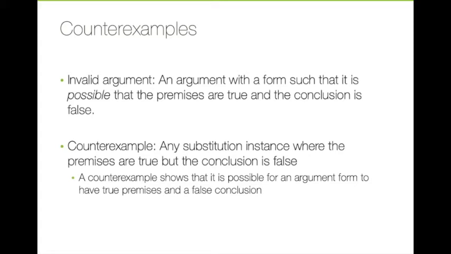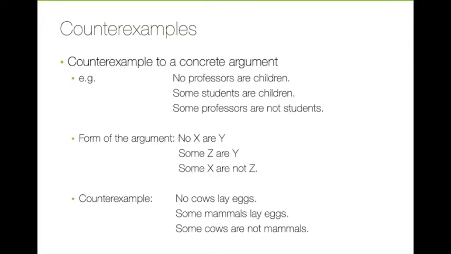It's important to note, just because you haven't thought of a counterexample, that doesn't mean the argument is valid. It might just be hard to construct one. But it is the case that valid arguments can't be given a counterexample. So if you can construct a counterexample, then you've shown that an argument is invalid. So how do we construct a counterexample?